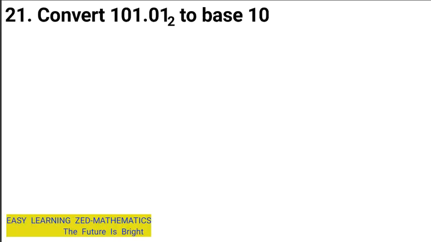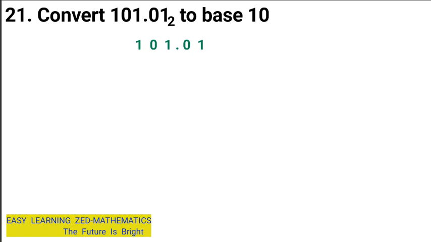Okay, question 21 was convert 101.01 in base 2 to base 10. Students were asked to convert that number into base 10. What you need to do is first identify the place values of the number. So I'm going to write the number like that. Then I'm going to identify the place value of the numbers in this figure.